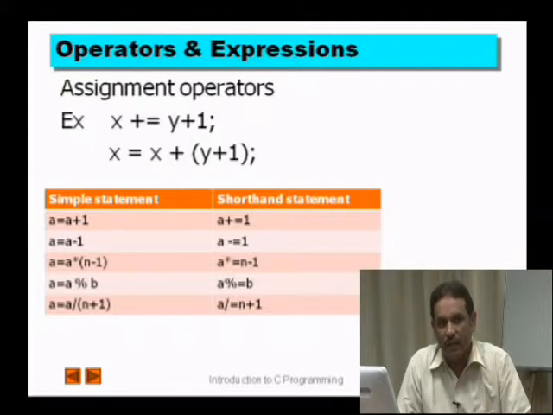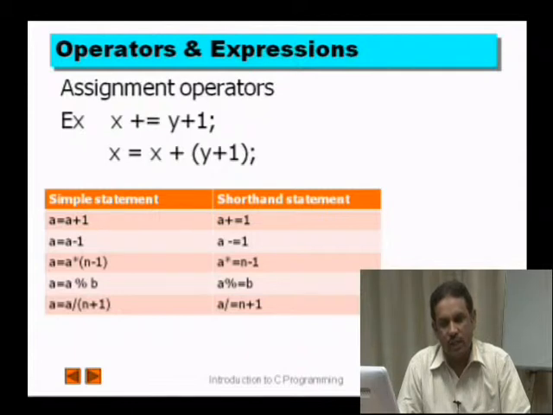You can write either a = a + 1 or you can write a += 1. So, this is a shorthand notation, or shorthand statement. Both statements are true, you can write it either way, but the shorthand statement will be very helpful in writing programs. Then similarly, a = a - 1 can be written as a -= 1.